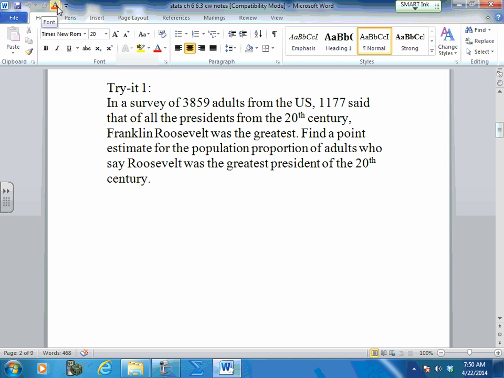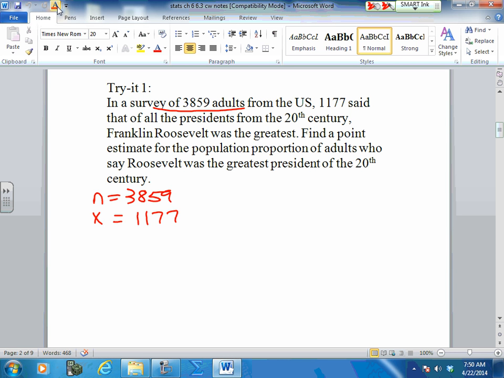Okay, so what's your n? N is 385. Okay, 3859. What's your x? 1177 said that they think all the presidents that Roosevelt was the greatest.